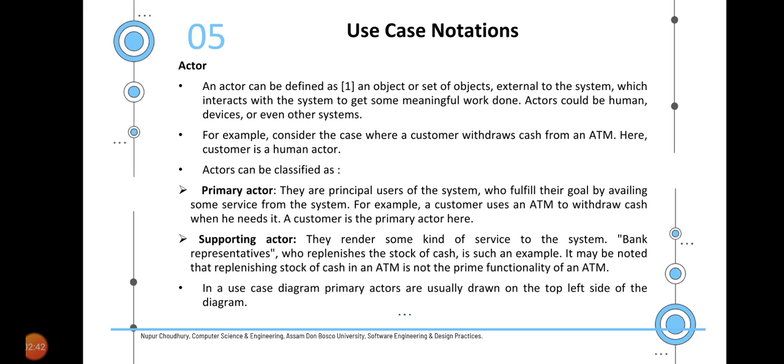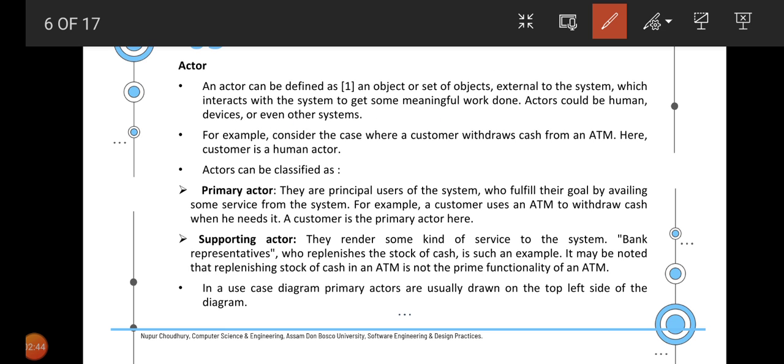In order to represent a use case, we have to first understand that a very important role is played by the actor, which basically uses the system. An actor can be defined as an object or set of objects external to the system which interacts with the system to get some meaningful work done. It can be either a human, a device, or some other system. For example, for a person withdrawing money from the ATM, the person is the user and it is a human actor.